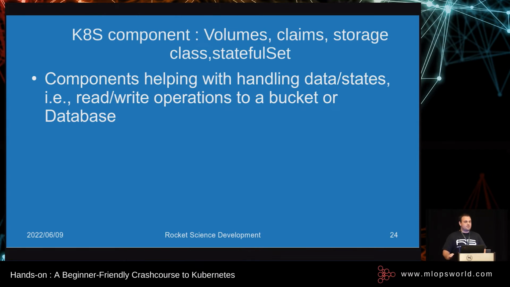Once we've passed the secrets, what Kubernetes basically does is help you run stateless applications. What we mean by stateless application is that you don't have to persist data at any point in time. So you also have other components in the family of volume, claim, storage classes, and stateful sets, which help you add a bit more extension to the Kubernetes API in order to handle data and state to either buckets or databases.